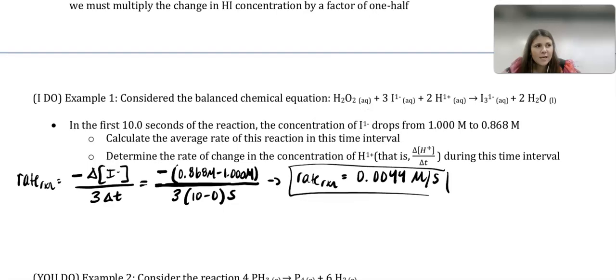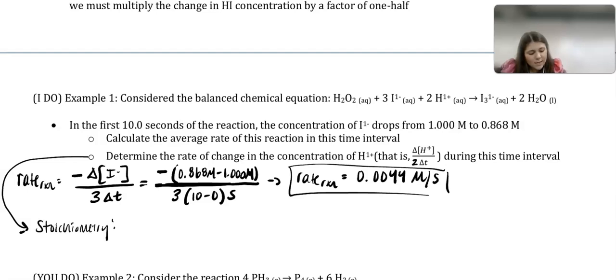All right, next step, determine the rate of change in the concentration of H positive during this time interval. If you want to put a 2 there, that must have been a little bit of a typo. So in this one, we have the rate of the reaction, but we are trying to find out what the rate for hydrogen positive was. I want you to think for this next part, stoichiometry, in the sense, mole ratio.